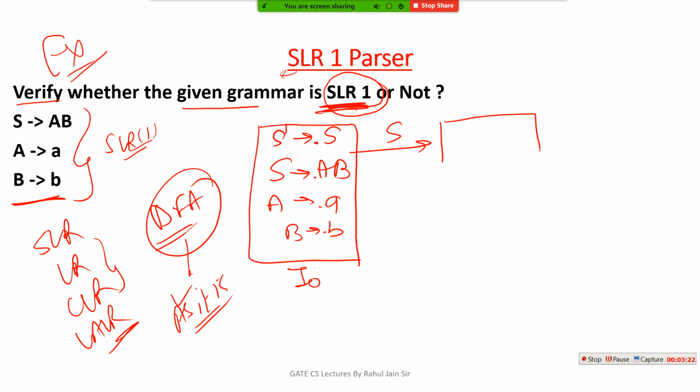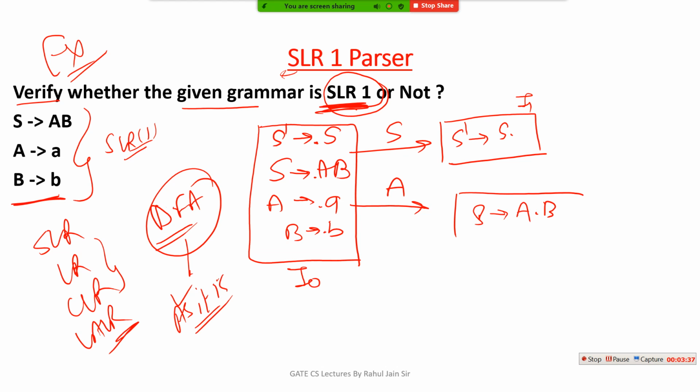On S, what would my entry be? S' derives S dot. I can name it as I1. On A, I need to write S derives A dot B. As this dot is before a non-terminal, B, using the closure function I need to write all the productions of B, that is B derives dot b. I hope you know this because we have discussed it in great detail yesterday and today.